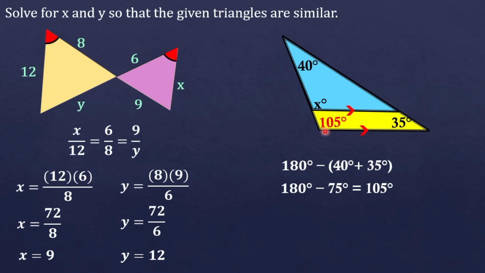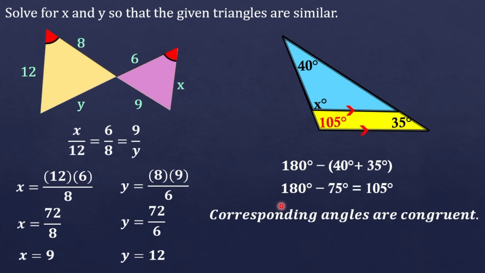So, ibig sabihin, if this is 105 degrees, paano mo ito makukuha? Now, tatandaan that corresponding angles are congruent. So, since this angle is congruent to this angle, kasi corresponding angles yan. Now, bakit natin ina-apply yung corresponding angles? Kasi these two segments are parallel. So, kapag parallel po yan, ibig sabihin, papasok po yung property ng parallel lines cut by transversal, that corresponding angles are congruent. So, kung congruent sila, ibig sabihin si angle X ay 105 degrees.